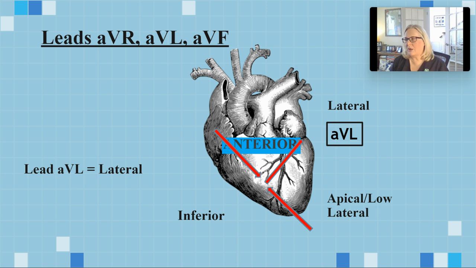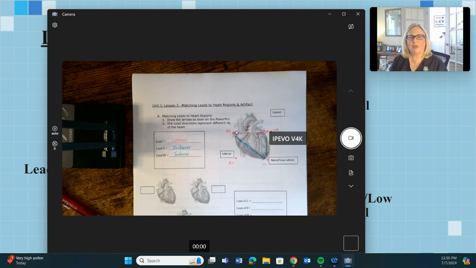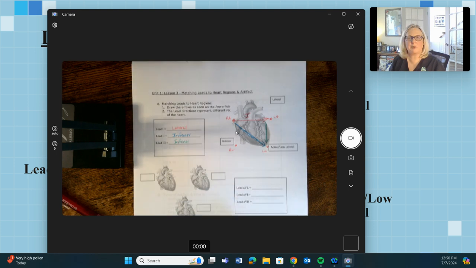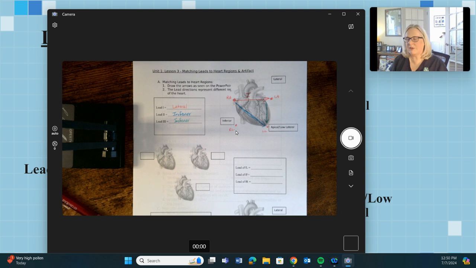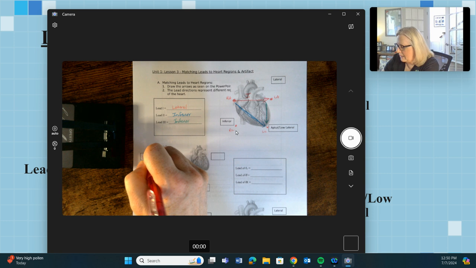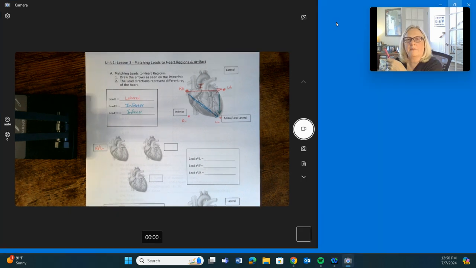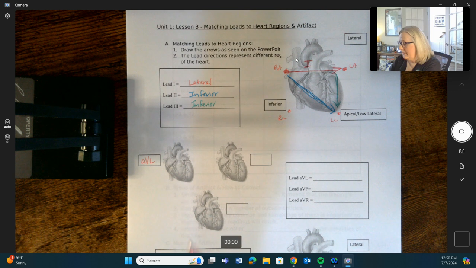All right, so what does that look like on my paper? On your paper here, you have 3 different little hearts. I have 3 hearts, 1, 2, 3, and we started with AVL. So I'm going to start here. This is going to be my AVL. And yes, the little a is written lowercase.